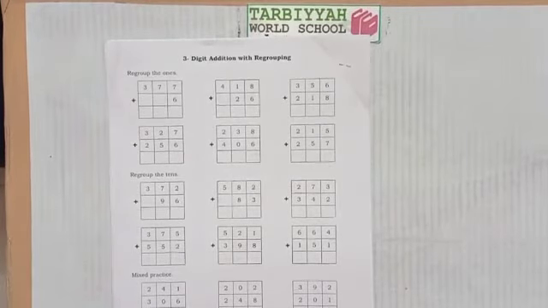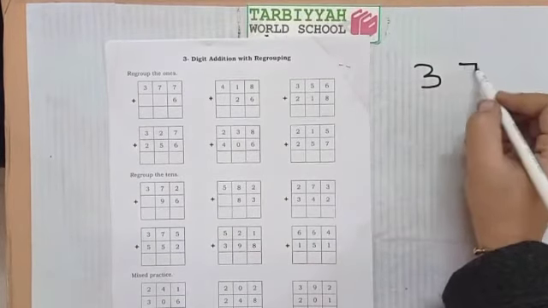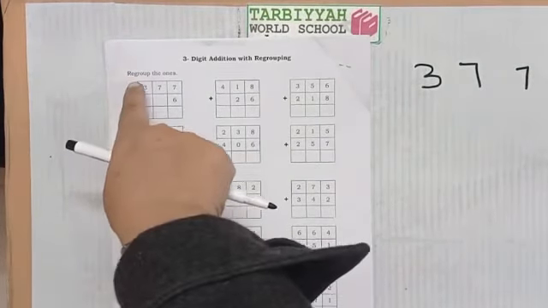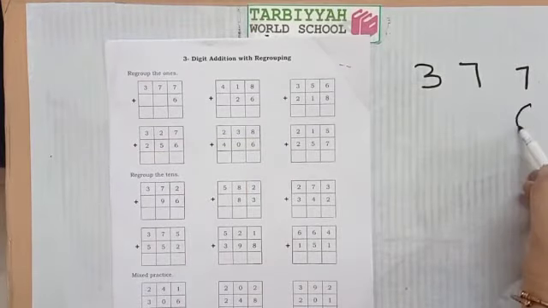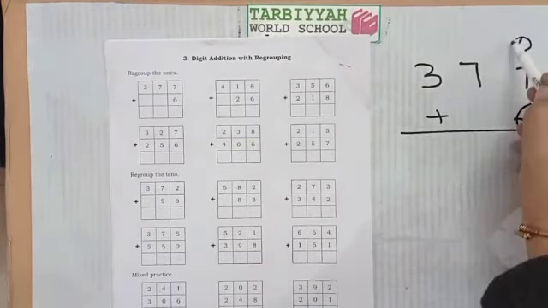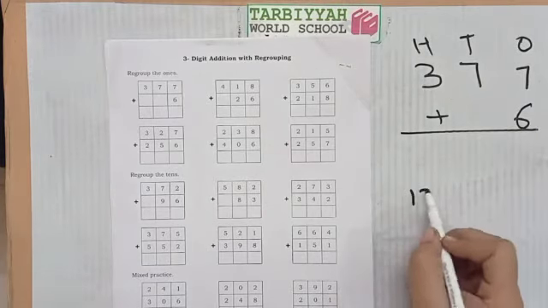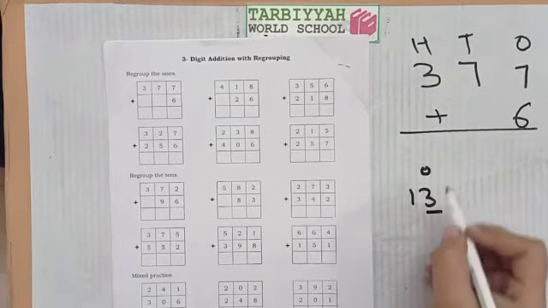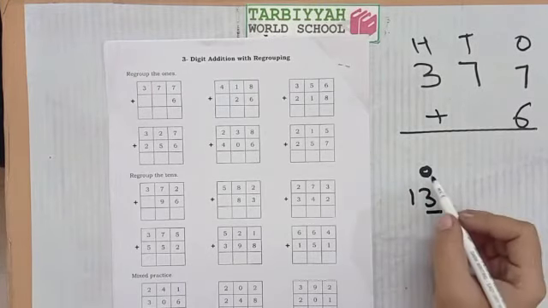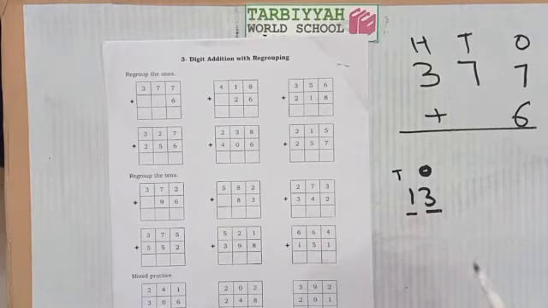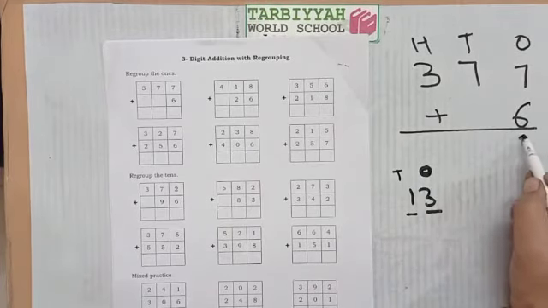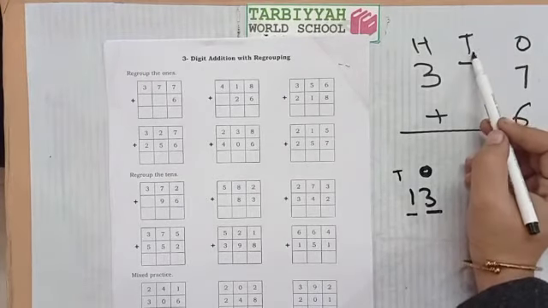Now see the first one. 377. So now we are regrouping the ones. We have 6. We have to add ones, tens, 100. Now we have to add 7 and 6. After adding 7 and 6, what answer will we get? 7 plus 6 is 13. So 3 is placed on ones and 1 is placed on tens. So we write 3 at ones place and 1 we give to tens.